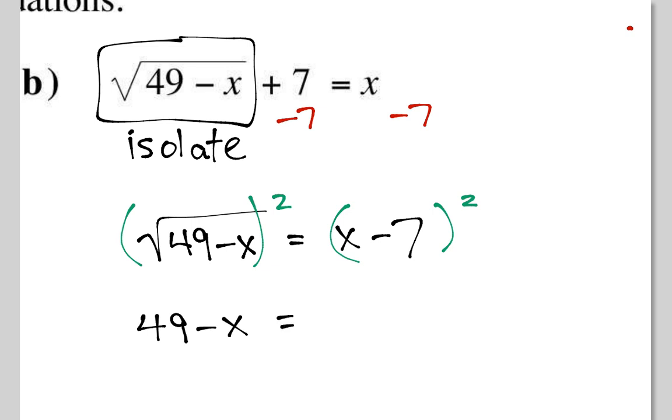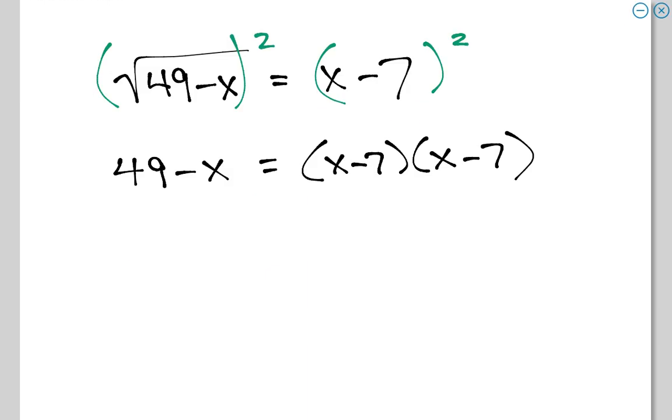But the right side, you have to write it twice and then FOIL, because you're squaring the expression x minus 7. So that means you have to write x minus 7 how many times? And then this is the style of equation that's not going to be on my exam. Because look what happens.